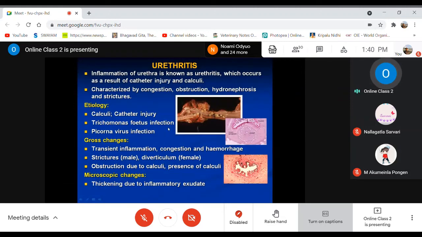Or, according to female and male, sometimes because of the inflammation and all, in case of males, strictures used to be very common. This is constriction of the urethra and all. Whereas in case of females, diverticulum of the urethra is very common.